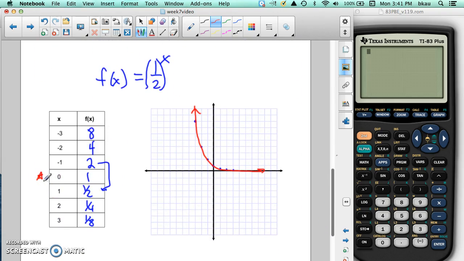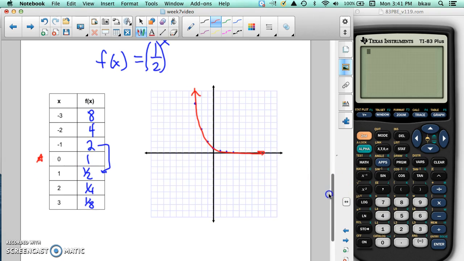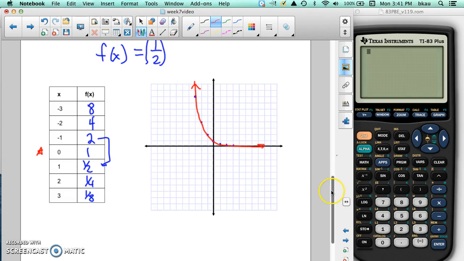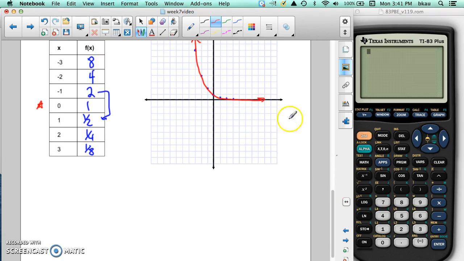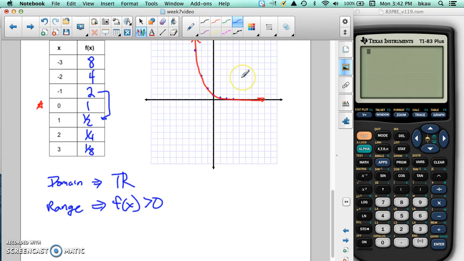That's going to occur on all basic functions because we're going to raise it to the 0 power and we're going to get 1. So let's look at the domain and range on this one. Domain is still all real numbers. We can plug anything we want in there. The range is the same. It's going to be greater than 0. It's above the x-axis.